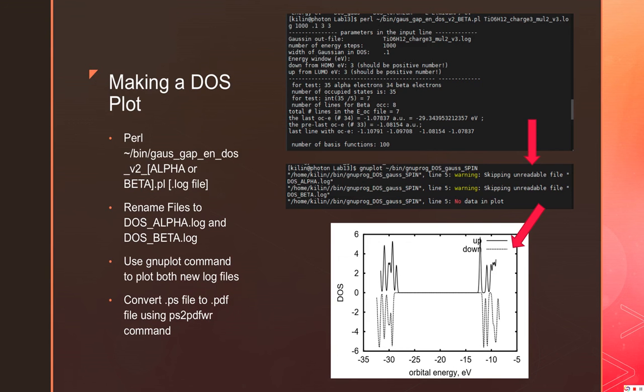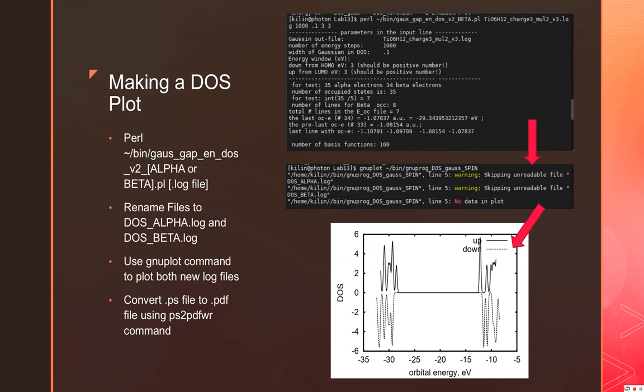As for files, it will create .log files based off of the file that you put in. In this case, I put in TIO6H12_charge3 yada yada yada .log. It will name it TIO6H12_charge3 yada yada yada alpha.log. So you need to change your file name to DOS_alpha.log or DOS_beta.log based off what code you're using.